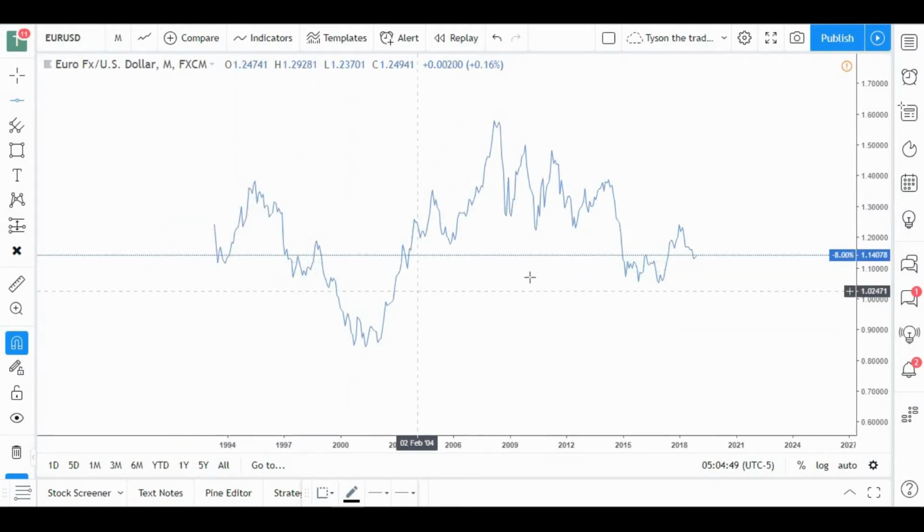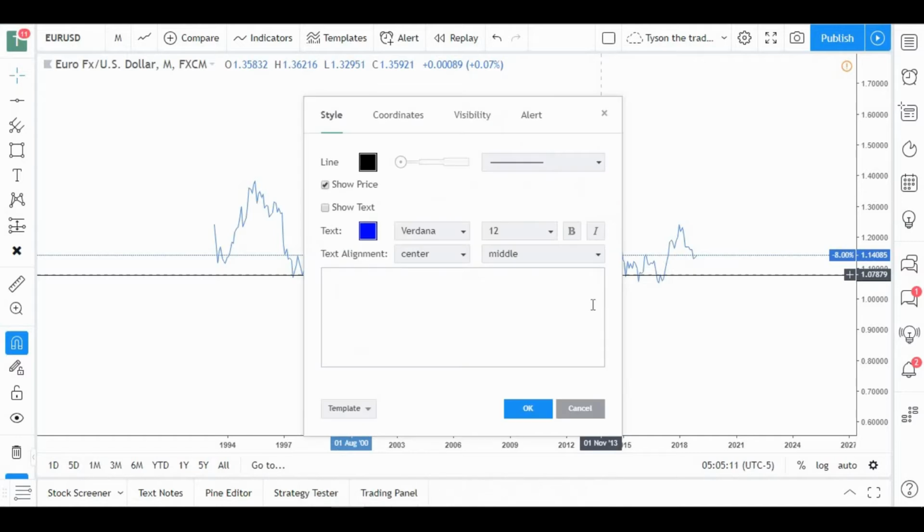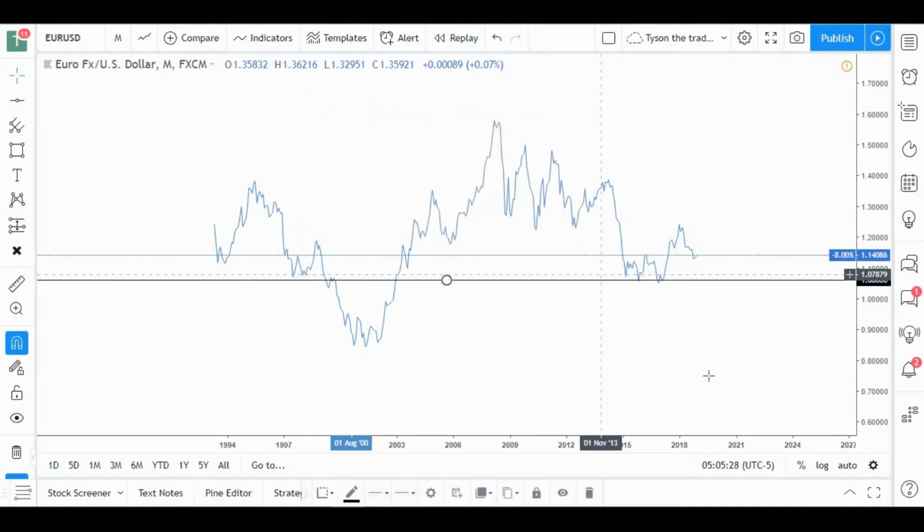So the first one that I can see here is around this region where we have had this rejection, a second rejection, a third rejection, a fourth and fifth. So we had multiple touches. So let's draw it. So one thing he stated as well is that we also need to make these levels round numbers. So you can just type in on the coordinates here. So the first one is right around this region.